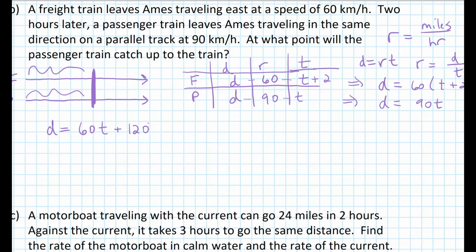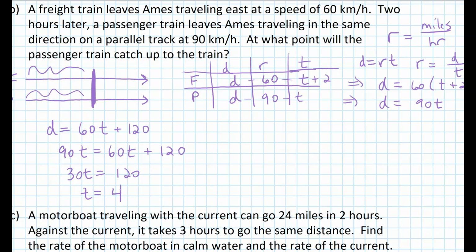What are we going to substitute here? They're both d. So I'm going to replace this d with this d, which is 90t. 90t is equal to 60t plus 120. So 30t equals 120. What does t equal? t is equal to 4.